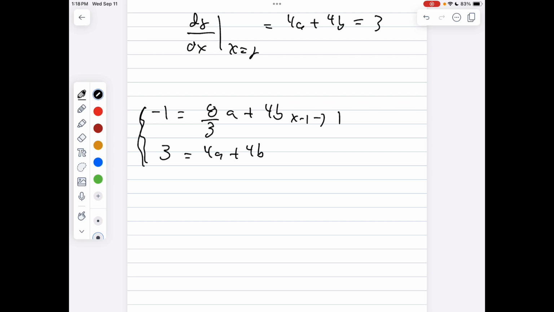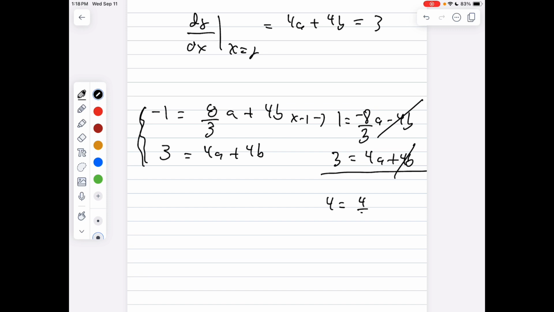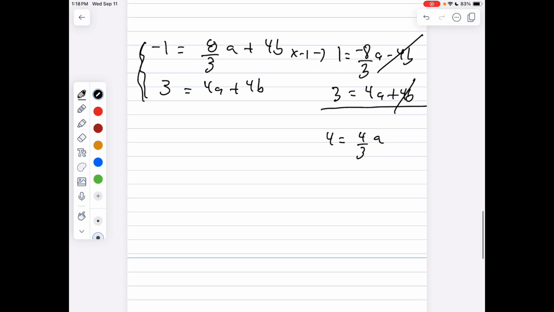and that would result in 1 equals minus 8/3 a minus 4b. And I'm going to keep the second equation the same here. The reason I did that was so when we add these two equations together, the b's go away. 1 and 3 add up to give you 4. Minus 8/3 a plus 4a gives you 4/3 a, getting a common denominator.